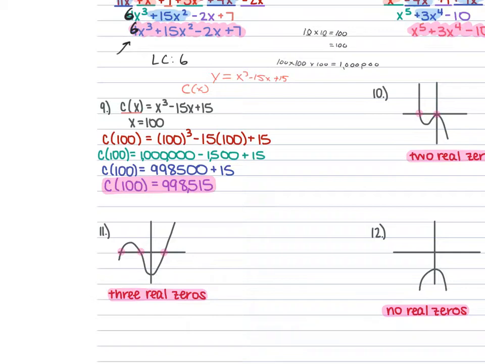Now, 10 through 12, you were not asked to do because we haven't gone over graphing those on a calculator, but here's what I would expect.